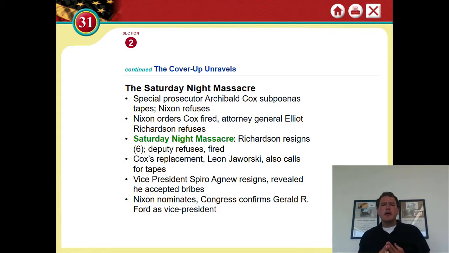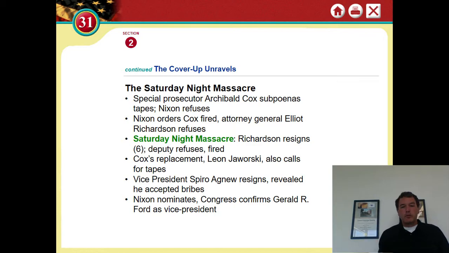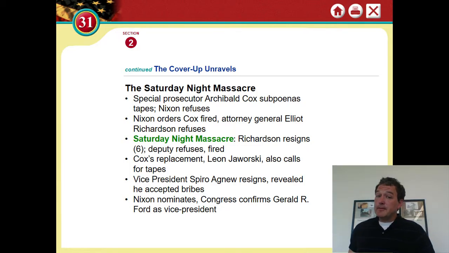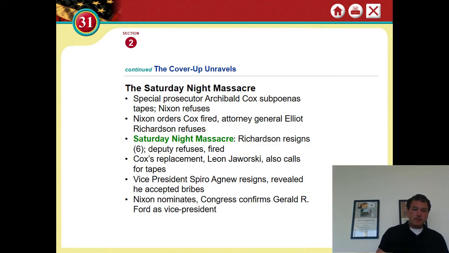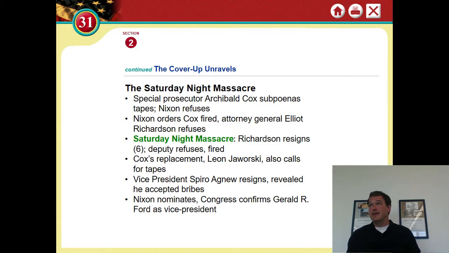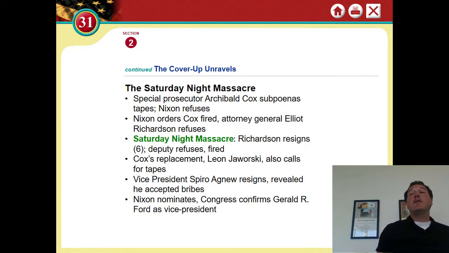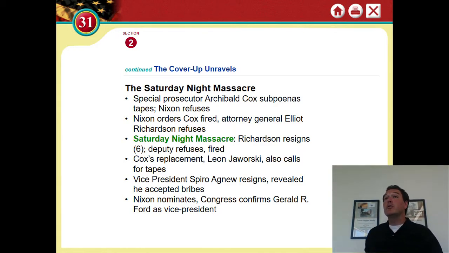So meanwhile, Archibald Cox was replaced by Leon Jaworski. But at this point, the tapes are not going away. The public knows that there are tapes. The prosecution knows there are tapes. At this point, the Vice President of the United States resigned. His name is Spiro Agnew. He revealed that he had accepted bribes. He revealed that he was involved in the committee to re-elect the president, the group that had broken into the Watergate hotel.